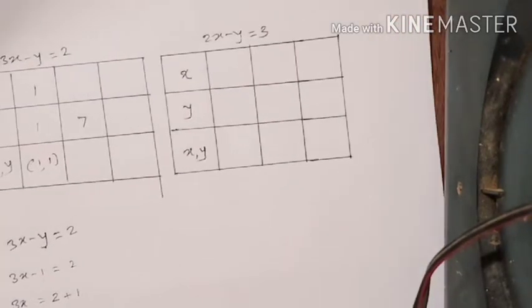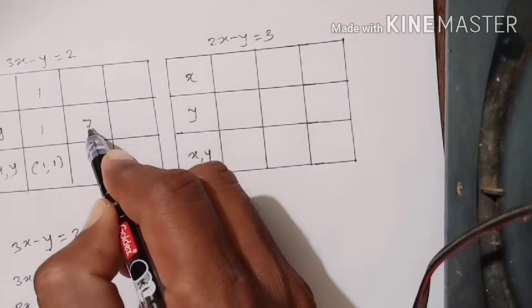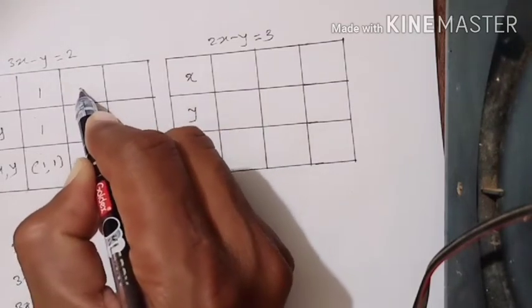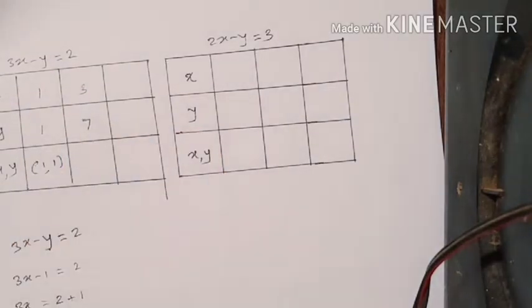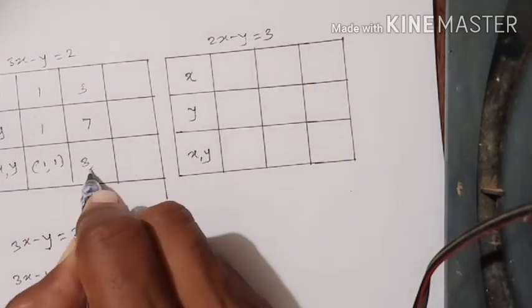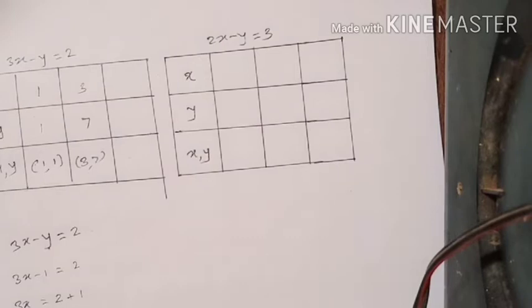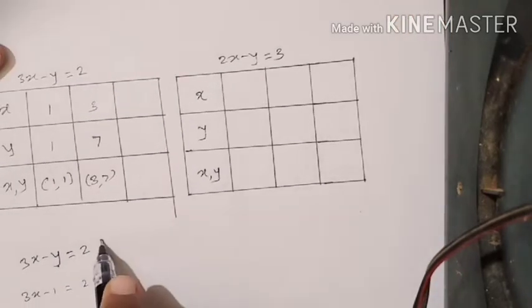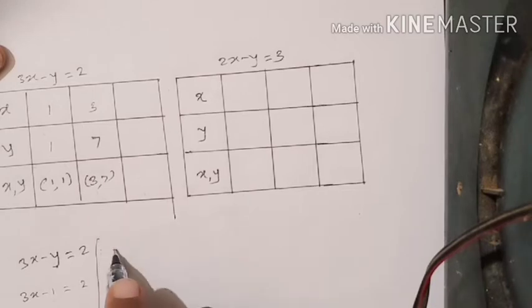Then we will put the value of x in the box now. If we put the value of y as 7, then the value of x will be 3. And the coordinates are 3, 7. Now for the third box, the equation is 3x minus y is equal to 2.